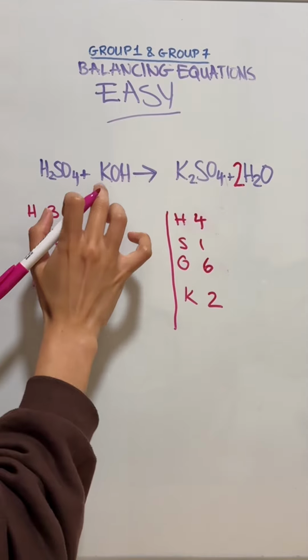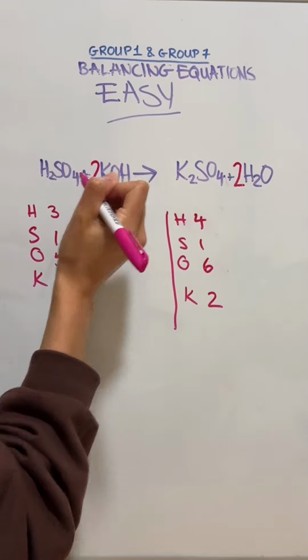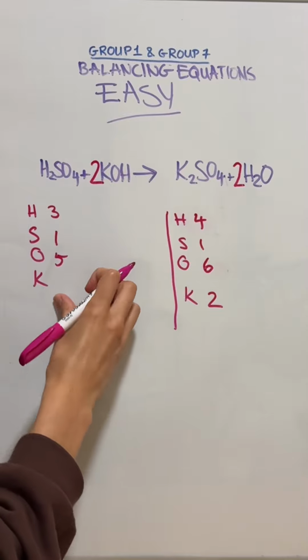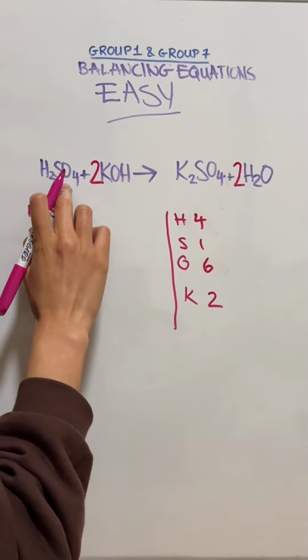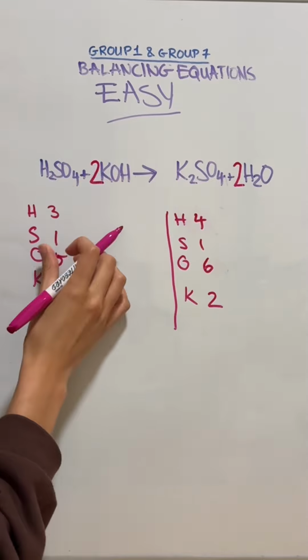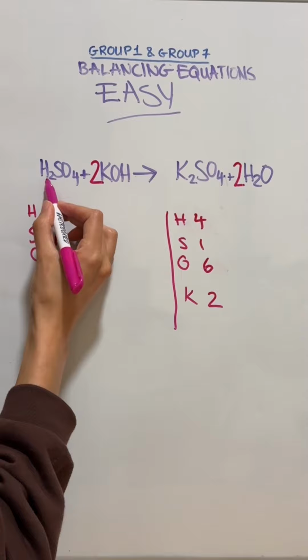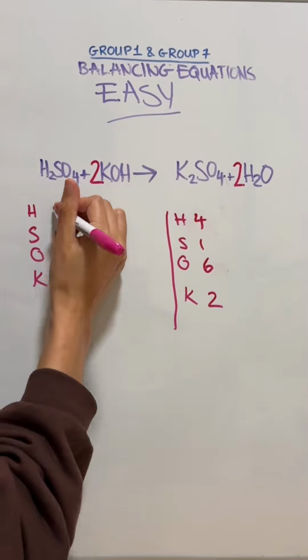So let's increase the number of potassium hydroxide. This is currently 1, so let's increase it to 2. Let's see what that changes my dynamic to. I can see I now have 2 potassiums. I've increased my number of oxygens, so 4, 5, 6. So 6 oxygens. And then lastly, my hydrogen. I had 2 hydrogens here, now I have 2 more here, so I have 4 hydrogens in total.